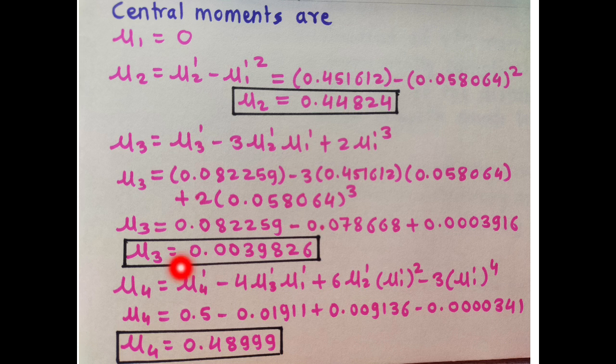Next we see the relation mu4 is equal to mu4 dash minus 4 mu3 dash into mu1 dash plus 6 mu2 dash into mu1 dash square minus 3 mu1 dash raised to 4. If we put the values of mu1 dash, mu2 dash, mu3 dash and mu4 dash, then we get mu4 is equal to 0.48999.